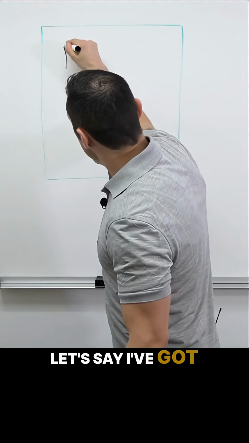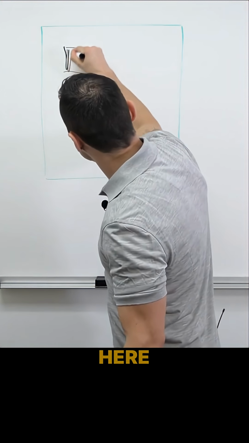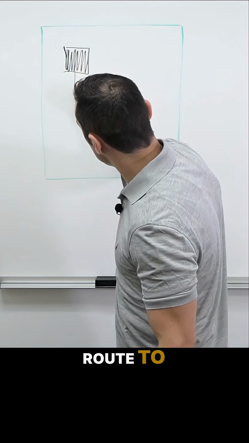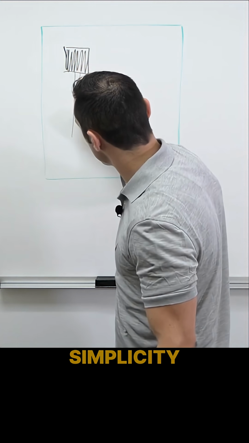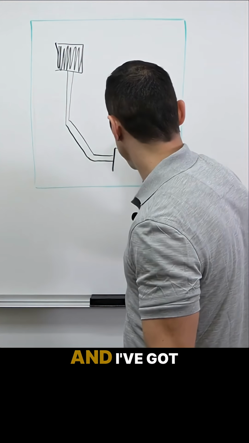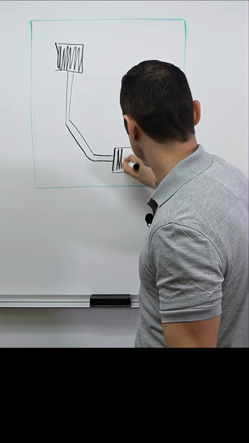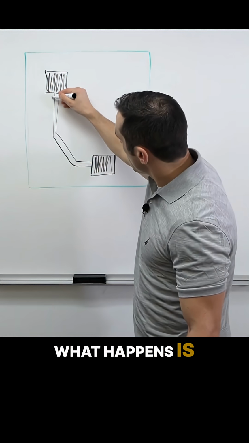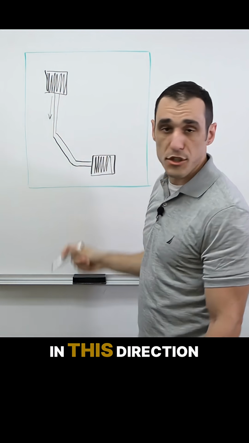Let's say I've got a component right here, and I've got a trace that I want to route to another component. And just for simplicity, I'll put a 45-degree angle in here. And I've got another component over here, and I want to route this trace between these components. What happens is, here my signal starts traveling in this direction.